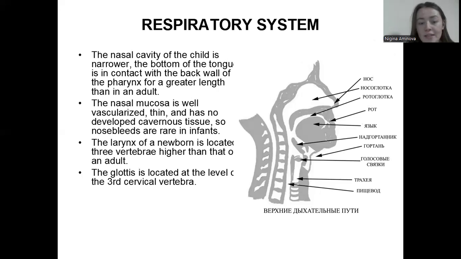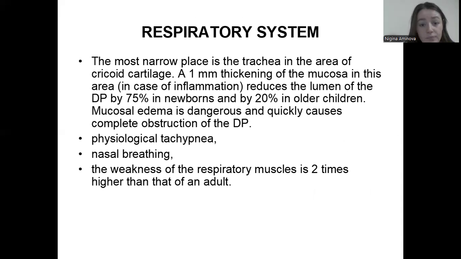Respiratory system. The nasal cavity of the child is narrower. The bottom of the tongue is in contact with the back wall of the pharynx for a greater length than in an adult. The nasal mucosa is well vascularized, thin, and has no developed cavernous tissues, so nosebleeds are rare in infants.